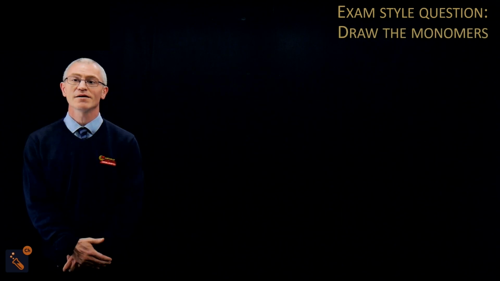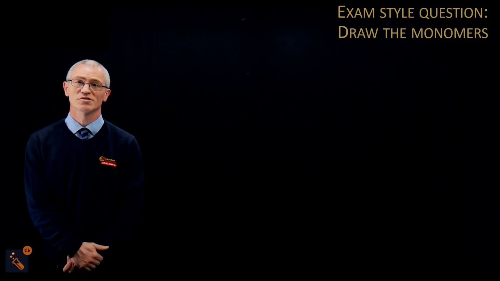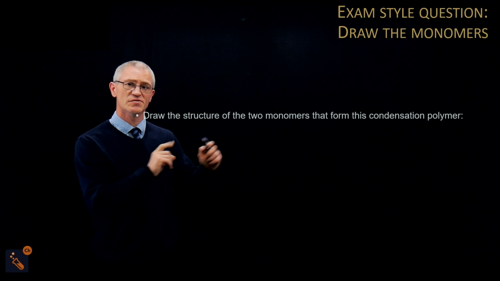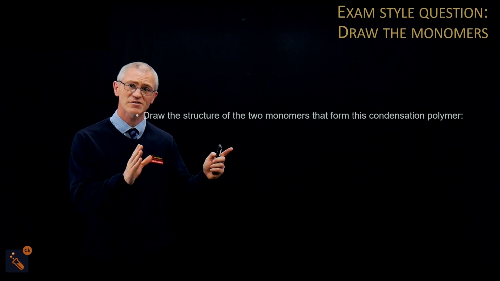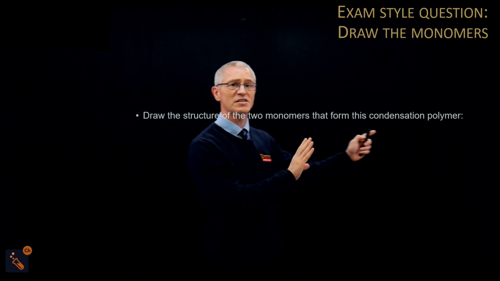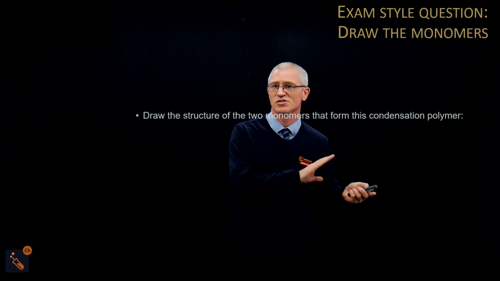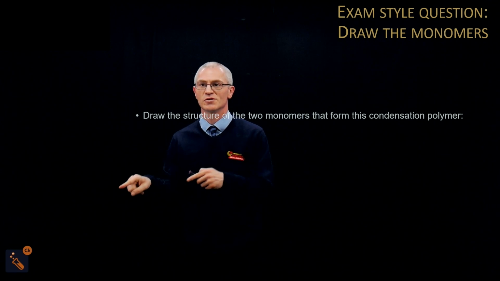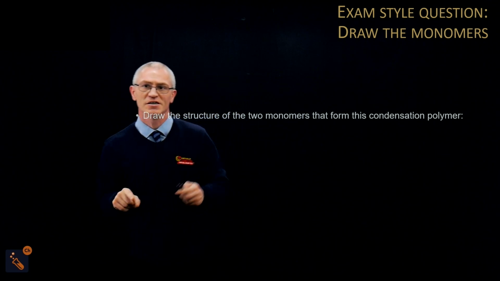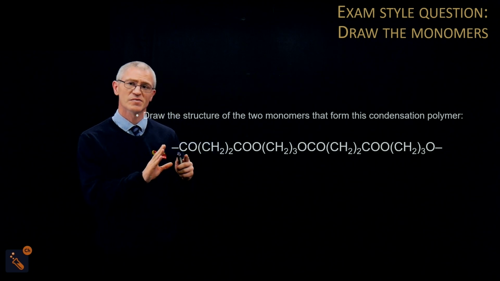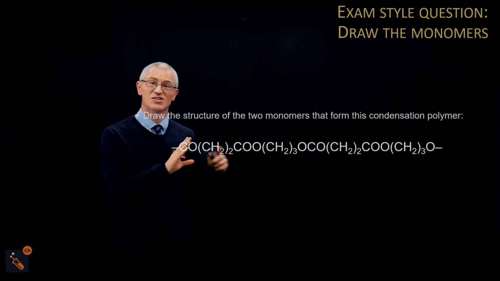Our last exam style question is on drawing the monomers. It's very common and so good to practice. So draw the structure of the two monomers. So you already get the fact there's two monomers from this condensation polymer. This condensation means that it gives out water, which means that to find the monomers, you've got to put water back in.